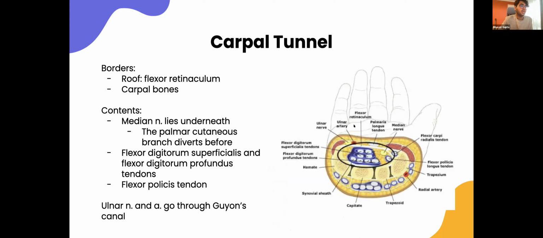Important to note, the ulnar nerve and artery go through Guyon's canal, so they are not going to be affected by carpal tunnel syndrome. But yeah, that's the main part for carpal tunnel. It can be a bit confusing, but once you label the diagram, you should have a really good idea of what's inside it, as well as the main importance, which is the median nerve.